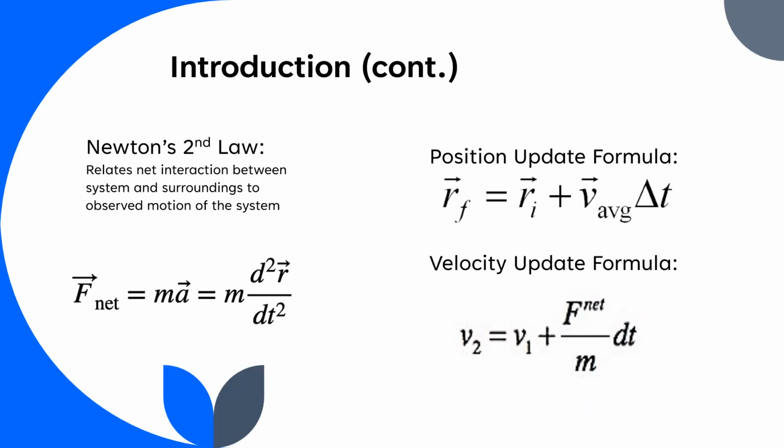The fundamental physics principle of Newton's second law relates the net interaction between system and surroundings to the change in momentum that it undergoes, also known as acceleration, over a change in time. Some formulas of importance within this experiment include the position update formula and the velocity update formula that work in concurrence with the initial information gathered from the tracker analysis to make the predictive model move.